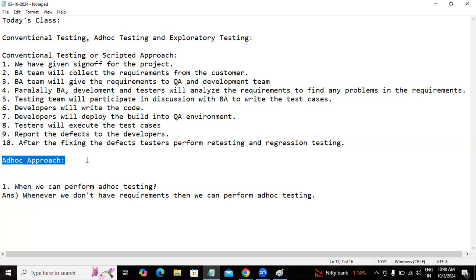What is happening if we don't have requirements? At least they are going to provide some demo, right? So what are their expectations? The customer is expecting something, right?